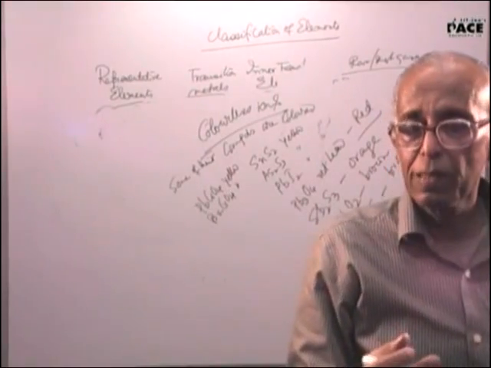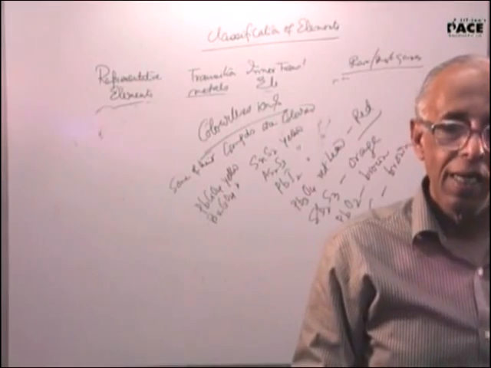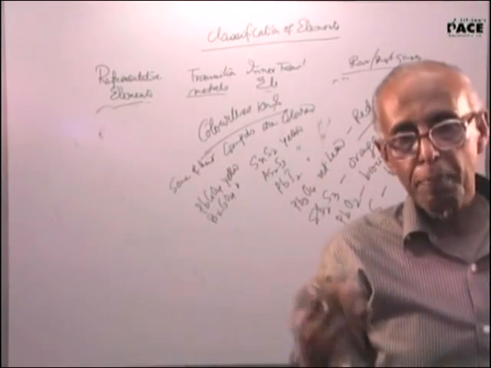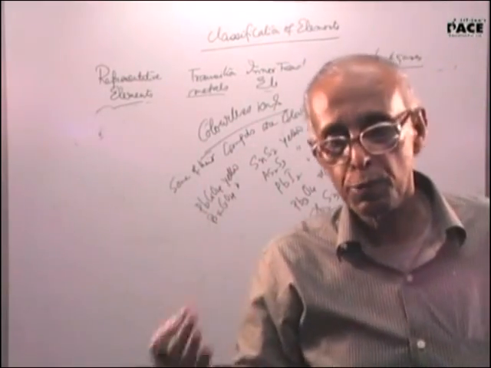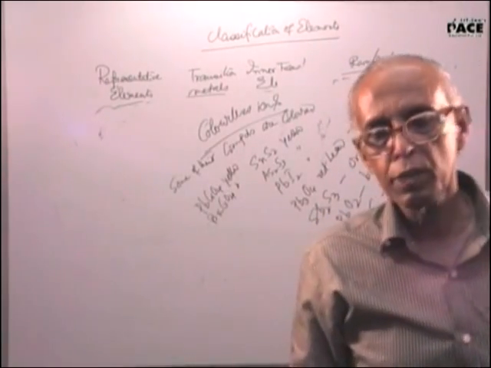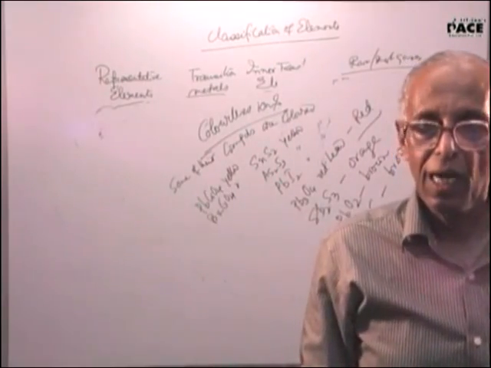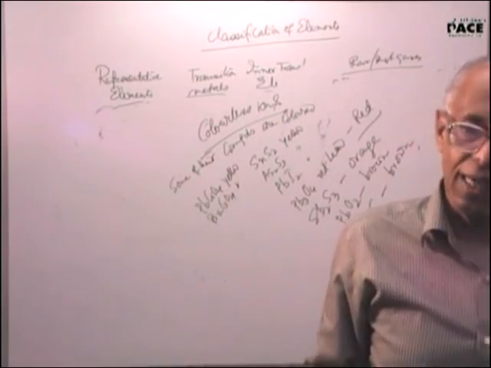Some of the metals are hard, some of the metals are soft. That depends upon the number of electrons contributed by the individual atom. The greater the number of electrons contributed by the individual atom, the higher the metallic bond strength, the higher the melting point, the higher the hardness.